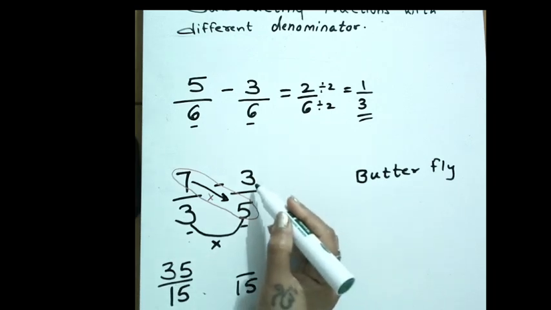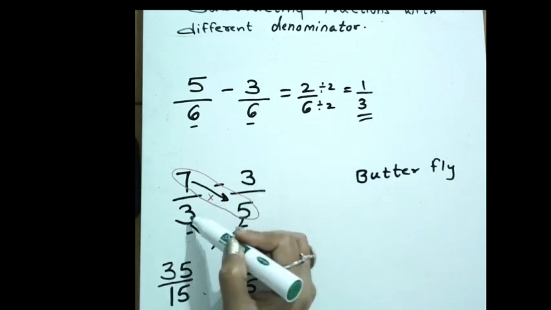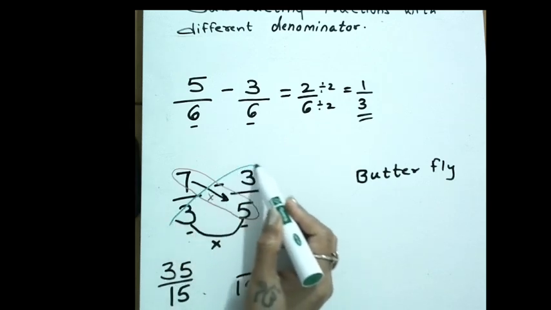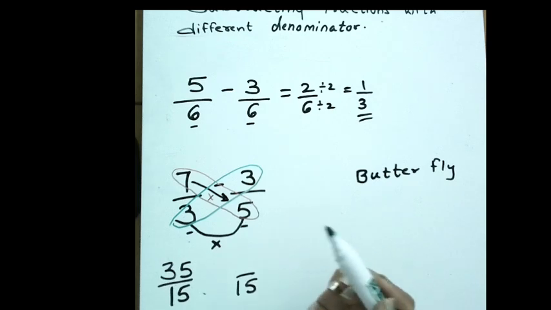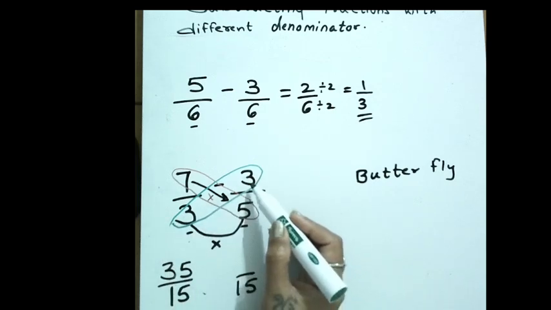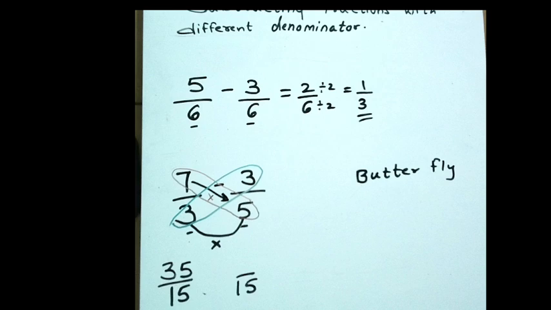Now you're going to draw the next wing of the butterfly, here on your right hand side. Again you go with top with bottom, that's the numerator with the denominator. So make a wing, and now you're going to say 3 times 3. Again you're doing times. 3 times 3 is 9.